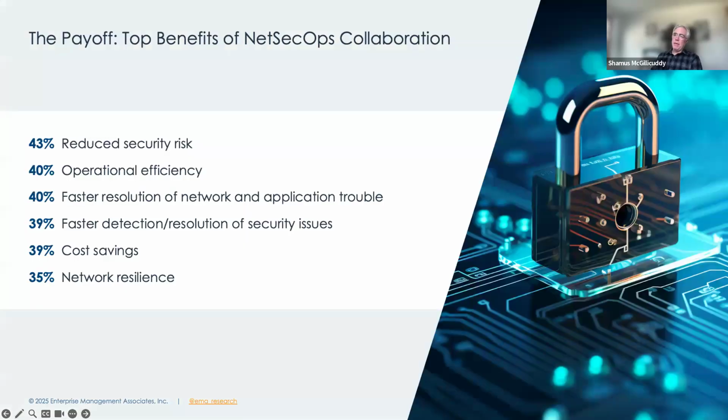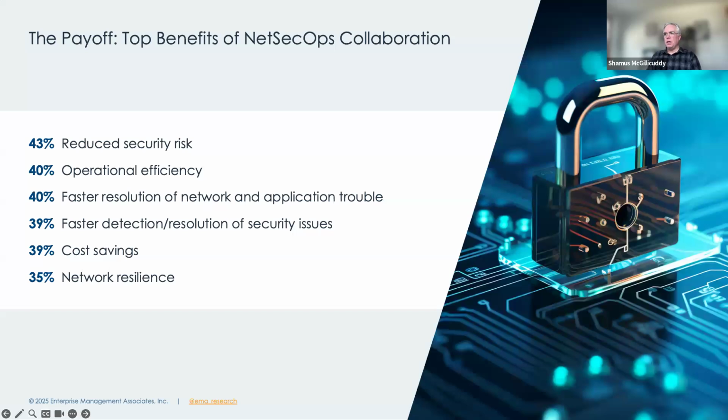The benefits: we asked people, what happens when your networking and security groups work together well? The number one response was reduced security risk. That makes sense based on everything I'm talking about, like faster insights, better network coverage, things like that. Reduced security risk is a big one, but also operational efficiency. People just work more efficiently. They get fewer person hours spent on things when these groups are working together.